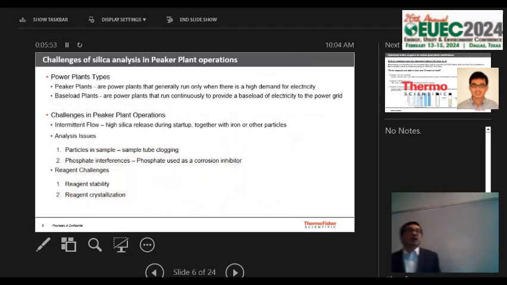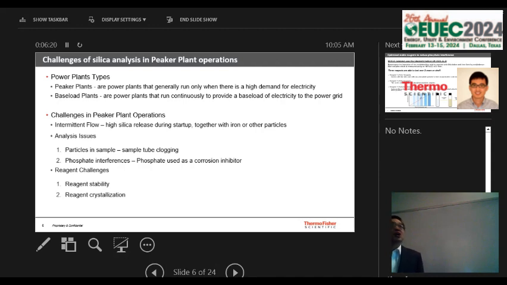Okay, so what are the common challenges of silica analysis in power plant operation? As we know, there are typically two types of plants. One is base load plants, which are on continuously, and there are peaker plants, which we turn on demand, when it's peak season in the summer or in winter, whenever it's needed. There are a lot of peaker plants here.